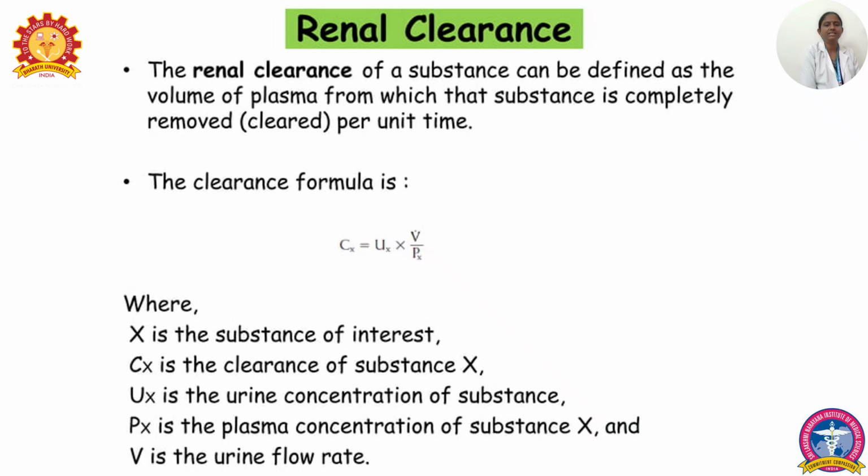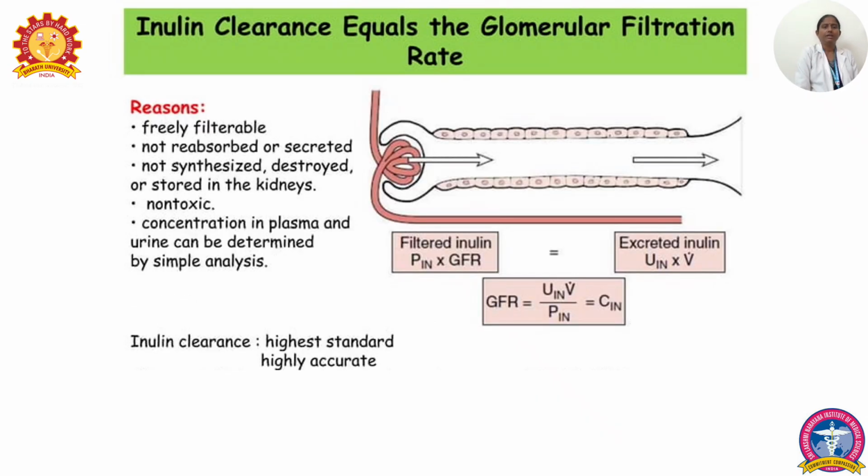We have written CX, UX and PX here because the X indicates the substance which we use. C is the clearance of the substance. U is the urinary concentration of the particular substance. V is the urinary flow rate. And P is the plasma concentration of the substance. In specific, we use inulin to measure GFR.